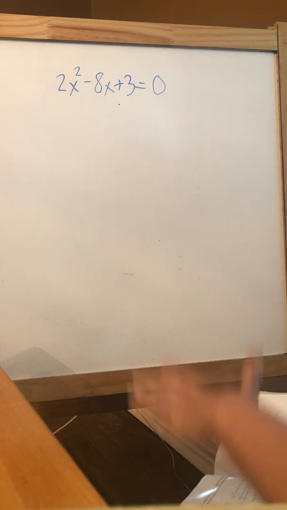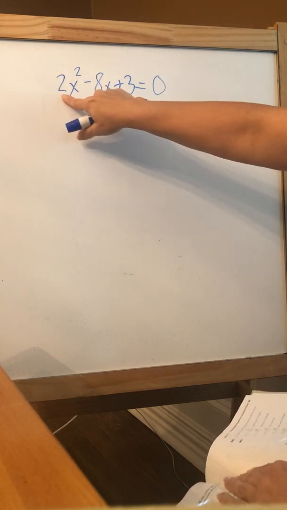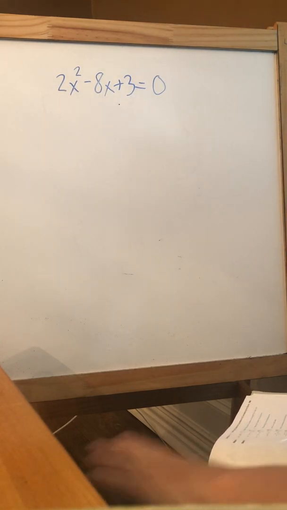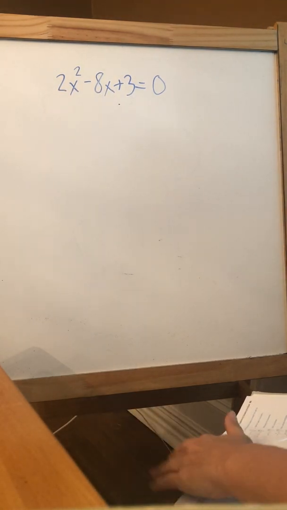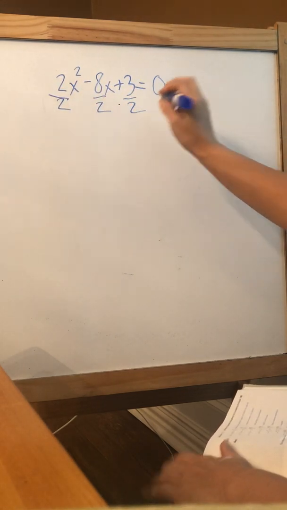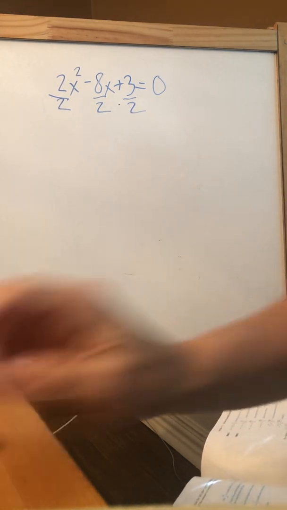It's really the same except for one thing, and that is we can't have a value other than 1 right here to solve using completing the square. So before you do anything else, you're going to divide everything by 2. Everything by 2. All right, I'm actually going to do part 2.